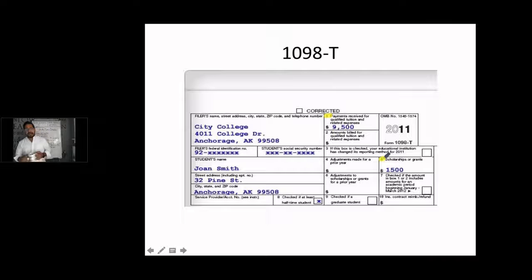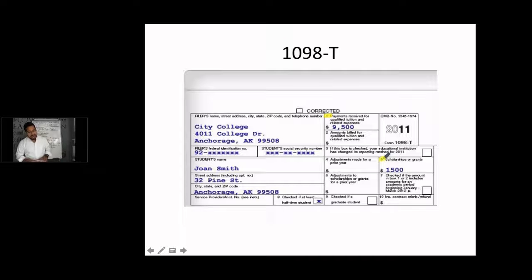It doesn't say payments received from Joan. It doesn't say payments received from Joan's parents. It says received. It could have been paid by the employer, by somebody else, by a church, by a grant. So it says $9,500 there, and you don't know if those $1,500 are part of those $9,500. Therefore, you need to ask the customer, hey, Mr. Customer, you've got to have these receipts.